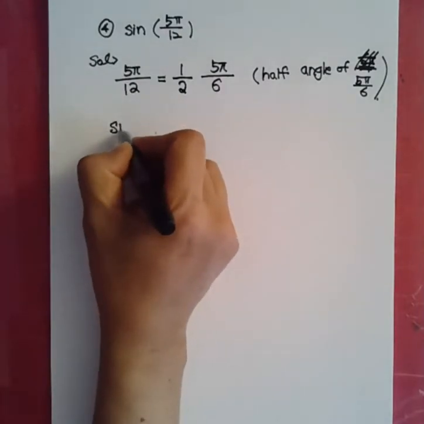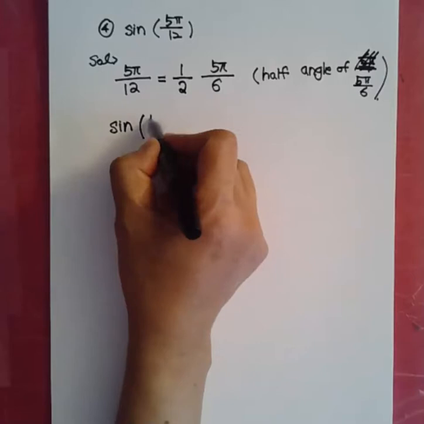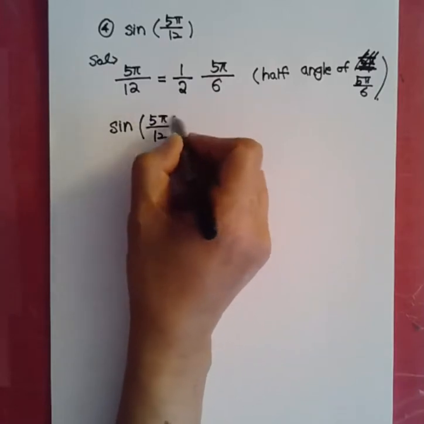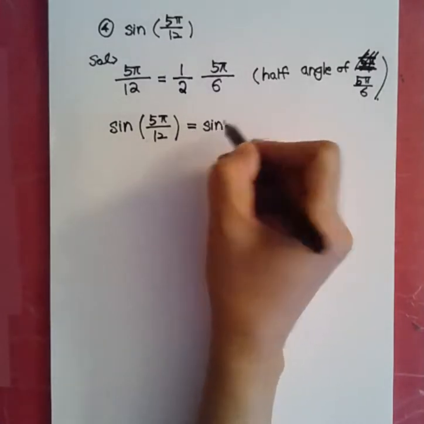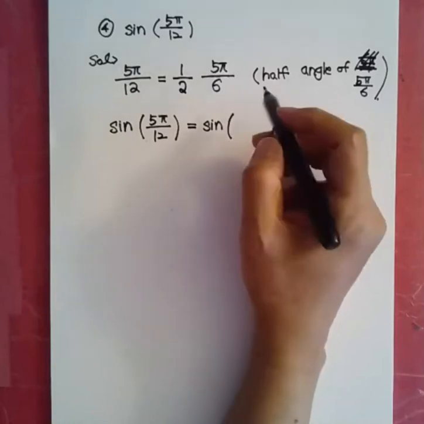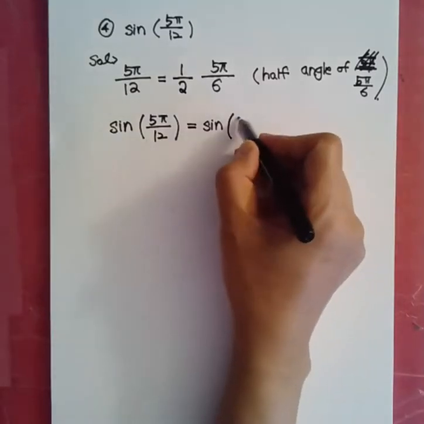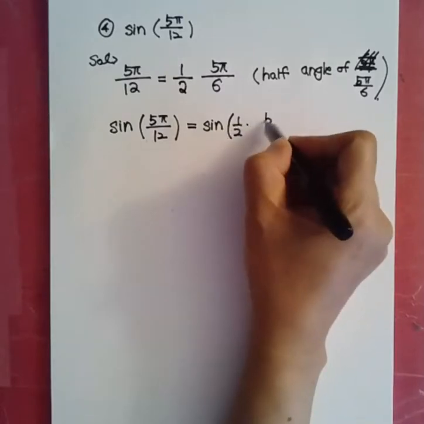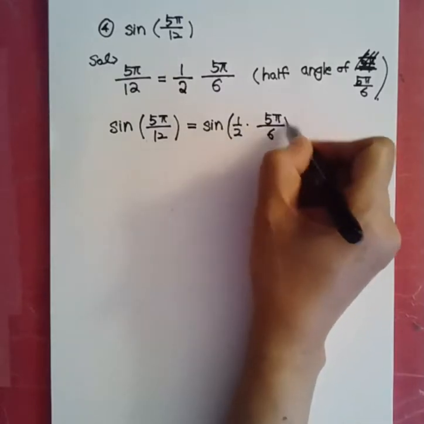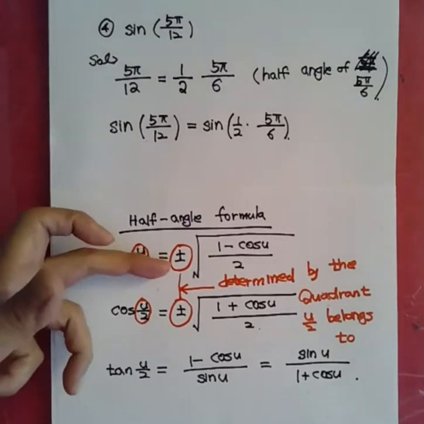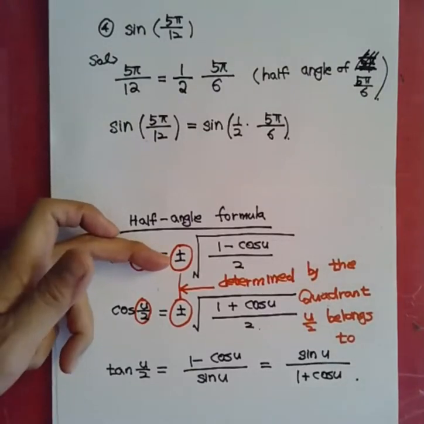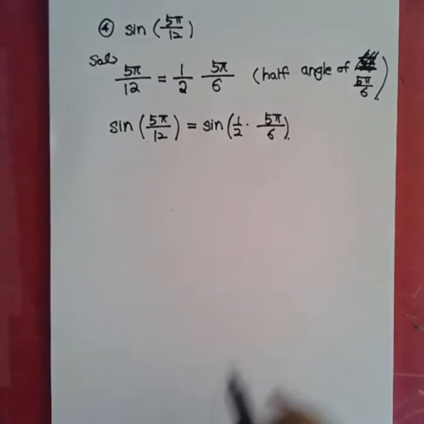If we re-express that by using the half angle, then the sine of 5 pi over 12 can be written as sine of half times 5 pi over 6. The next thing you have to determine is which quadrant it belongs to, because the plus or minus is determined by the quadrant it belongs to.